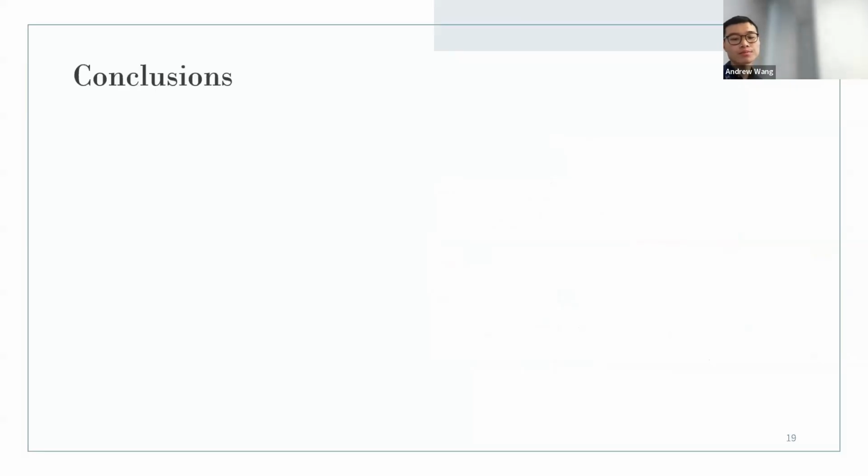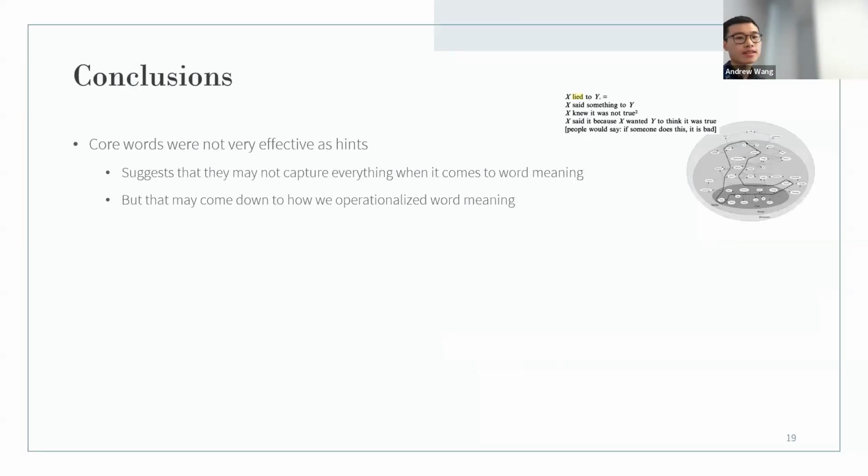So overall, what did we find from this experiment? We found that the core words were not very effective as hints. They were not more effective than non-core words, which was somewhat surprising. It may run counter to the idea that the core words are supposed to be the ones that make up the meanings of all the other words.